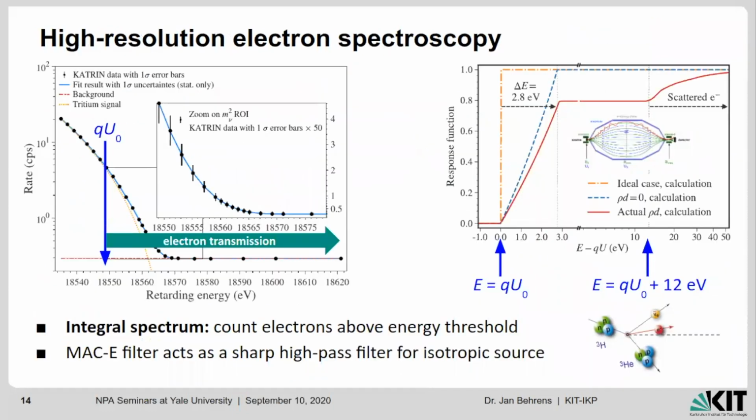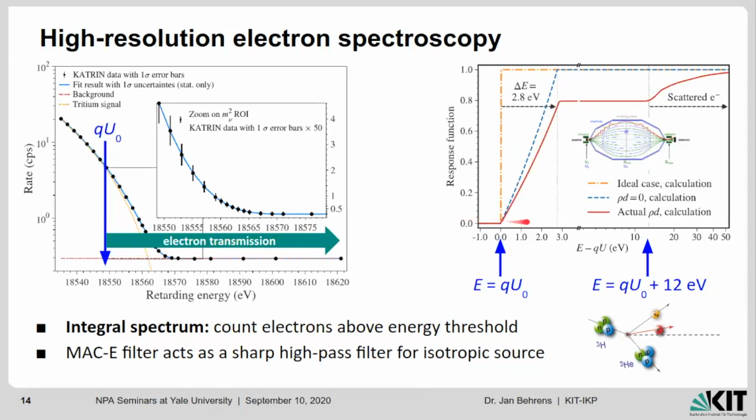Before I explain the MAC-E filter, I want to go back a step to explain the electron spectroscopy that we perform at KATRIN. If we come back to the integral spectrum, like it's shown here, we have the rate against the retarding energy. The integral spectrum measurement means that if we set a filter energy or retarding energy of this value, for example, then all the electrons that have a higher energy will be transmitted and counted. Then we change the retarding energy to some different value, and then we only count the electrons lying in this energy range. And therefore, we can perform this measurement.